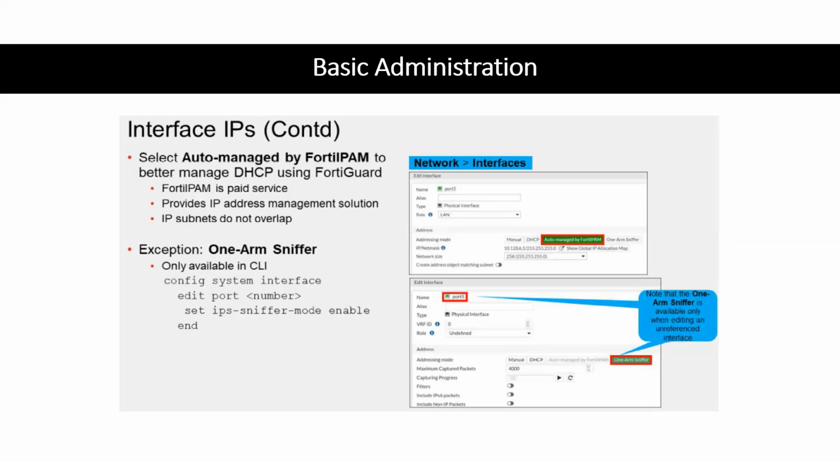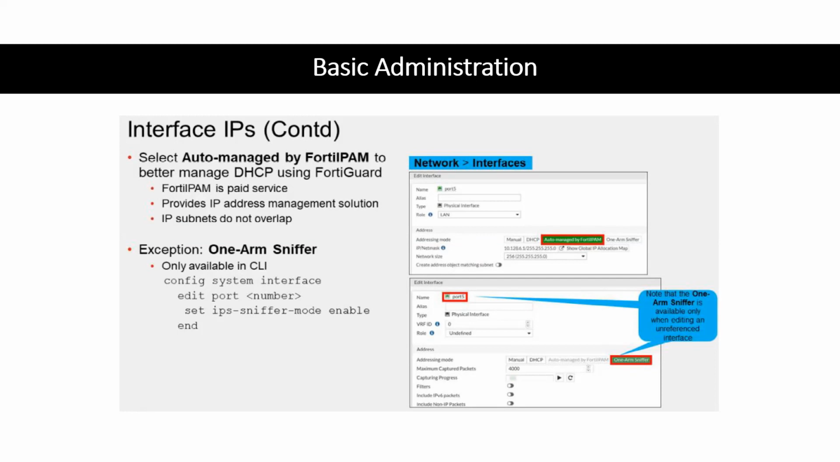Now, there is an exception. You're not able to use an interface unless you have an IP address on it, except for the one-arm sniffer. Whenever you configure an interface to be a one-arm sniffer, if you guys are familiar with packet capture, you're basically mirroring traffic from another interface to this interface to capture that traffic via a packet analyzer, or what have you. So it's not going to have an IP address. It's going to operate as just a regular layer one interface, like a switch port that's just copying traffic. So you can do that.